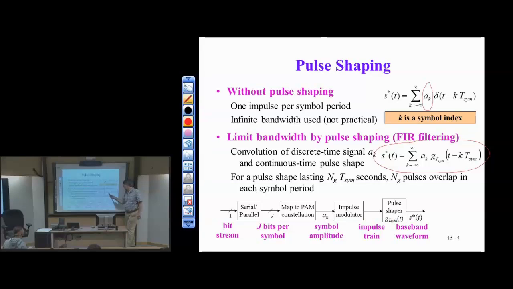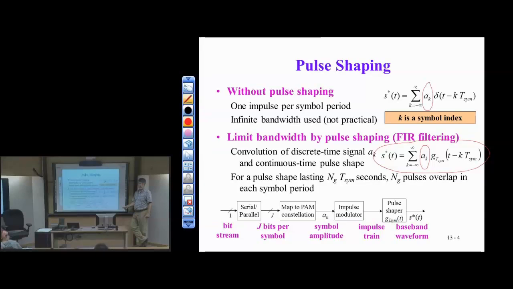Now the A sub k's, this discrete time signal, are going to be our symbol amplitudes, and the pulse shape is going to be... right now it's still in continuous time, but we'll convert it to discrete time in just a second. So I have to choose a symbol period, a pulse shape, and a constellation map, and I'm good to go.